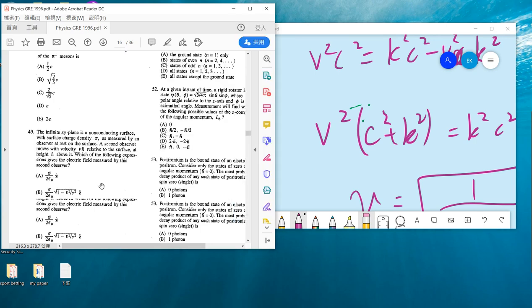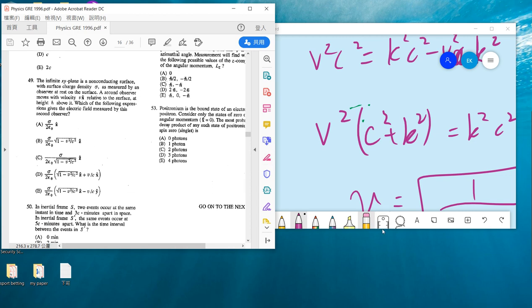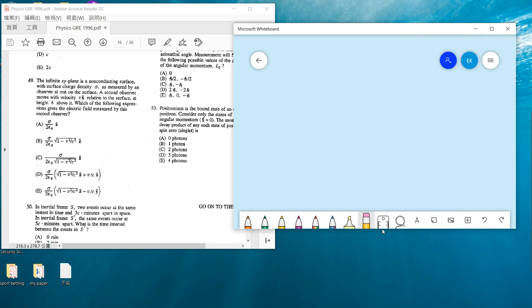Okay, 49. Basically, you have an infinite xy plane and a second observer with x prime, and it asks you about the electric field. And okay. So the difficult part is you need to remember when you do the x direction Lorentz force, then you will get this one.